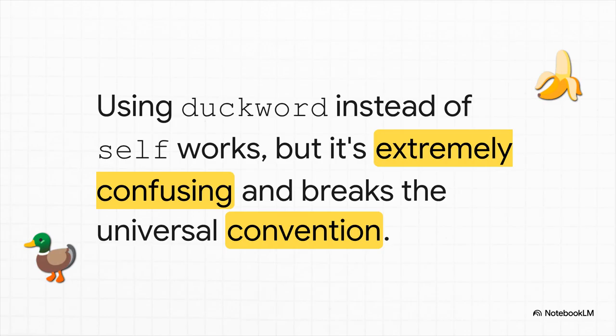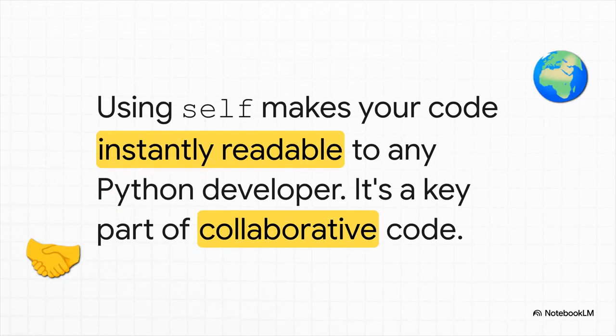Imagine another programmer trying to read this, or even you 6 months from now. It's confusing, it's messy, and it breaks a fundamental expectation of how Python code should look. At the end of the day, using the name self isn't about following a syntax rule. It's about clear communication. It's a shared language. When any other Python programmer on the planet looks at your code and sees self, they instantly know what's going on. It's the language of teamwork and professional coding.